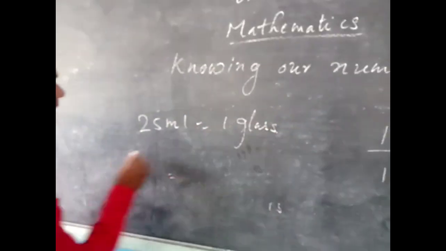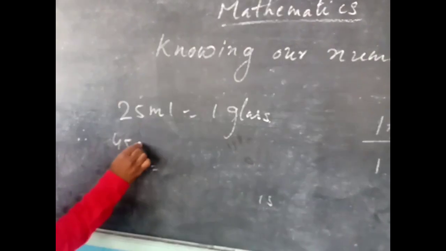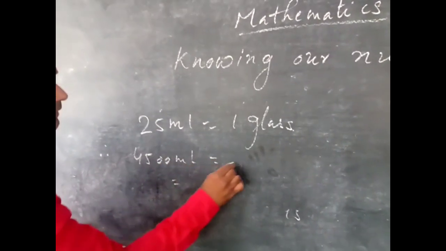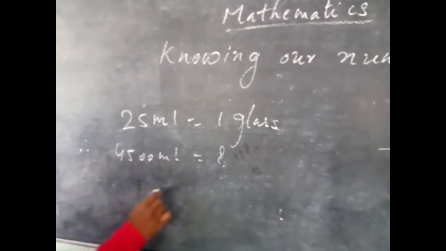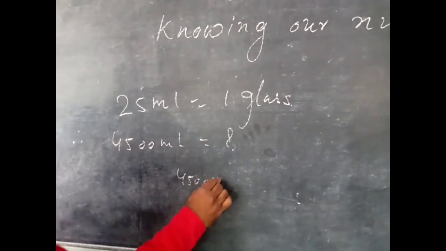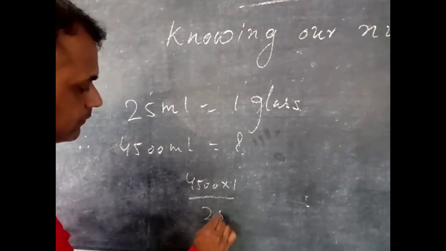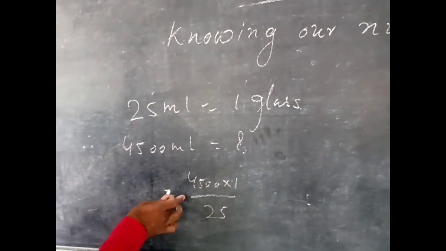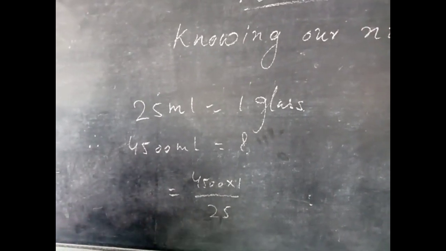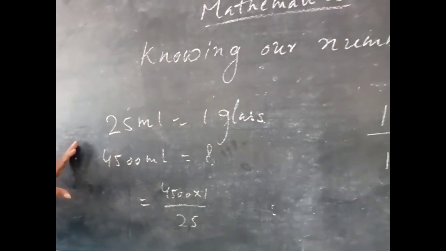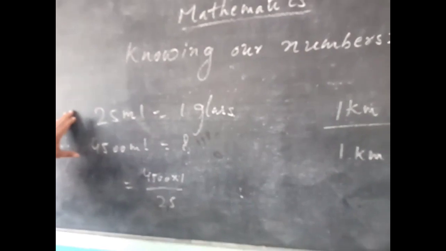In how many glasses? Each of 25 ml capacity. So we can say 25 ml is equal to 1 glass. Therefore total is how much? 4500 ml is equal to how many glasses, right? So 4500 multiply 1 upon 25. Just perform a division, you will get your answer. So all of you understood how to solve the different sums?